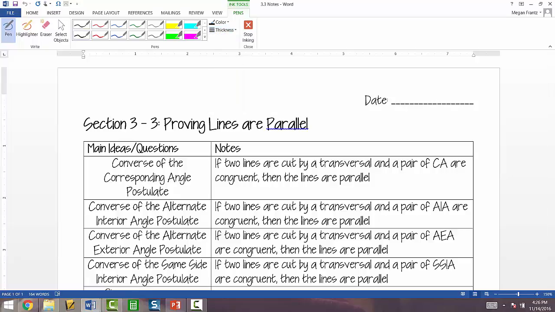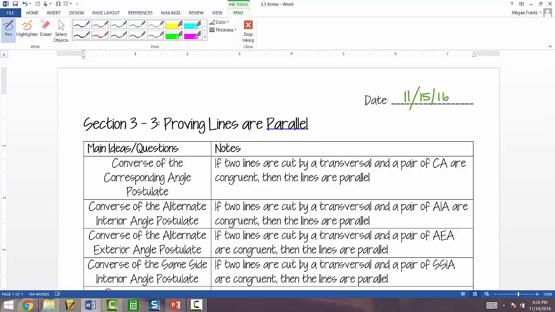We are in section 3.3, and we're going to talk about proving that lines are parallel. For this, we're kind of going backwards from where we were. If you think about all the problems that I gave you before, I said, hey, these two lines are parallel. Now what do you know?